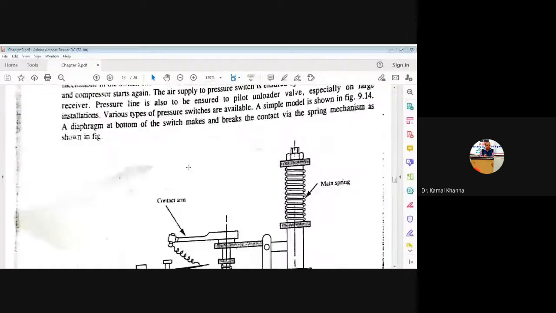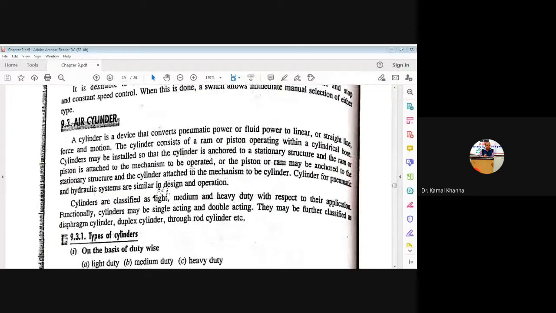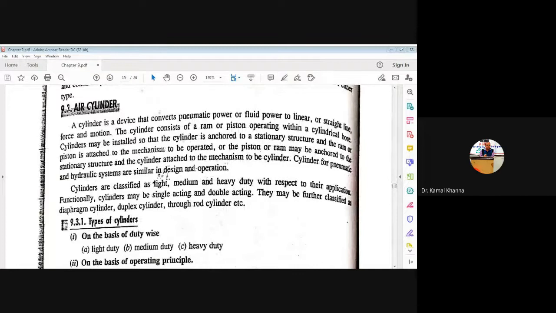Next, we have the air cylinders. So what is an air cylinder? It is a cylinder which converts the pneumatic power, or you can say the power of the air or the fluid power, into linear straight-line force and motion. That is, it is a prime mover which converts that pneumatic power into some kind of motion. That motion can be linear, rotary, or reciprocating. So whenever you receive the power of the compressed air, or compressed gas, that is pneumatic power, you convert it into any kind of motion, which can be linear, rotary, or reciprocating.